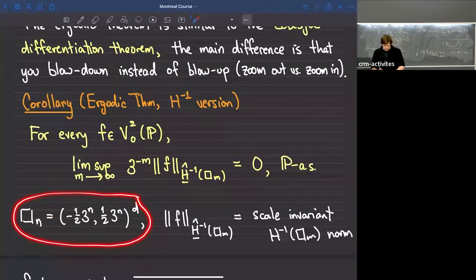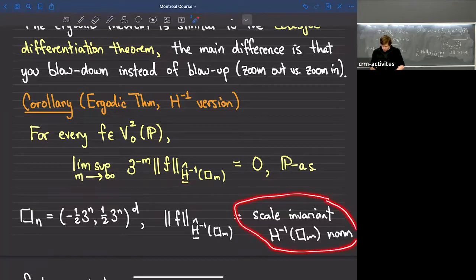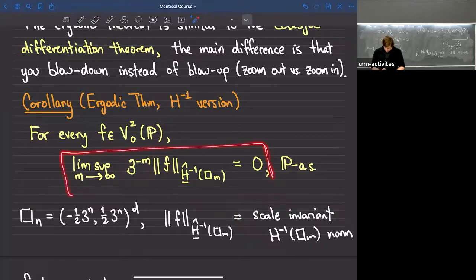Just define it: the cube with side length 3 to the n centered at the origin. If you look at the H^-1 norm in that cube, where I put an underline here, just like when I underline my L2 norms, I'm making a scale invariant version of a norm that doesn't have volume factors everywhere. Okay, then you get this. So if you divide by the side of the cube and send this to infinity, then you get 0.